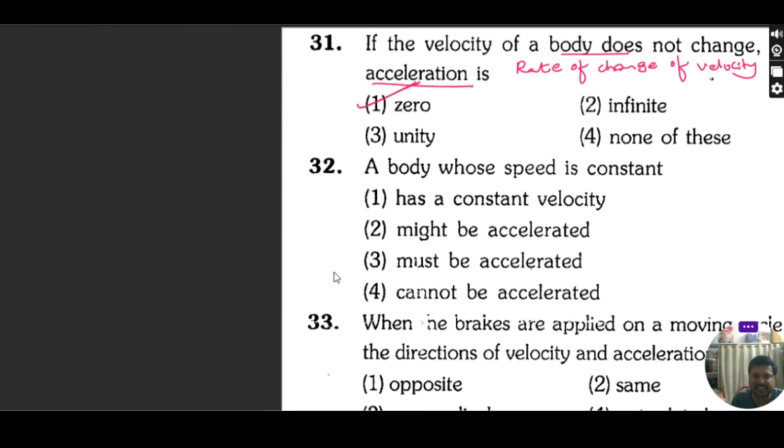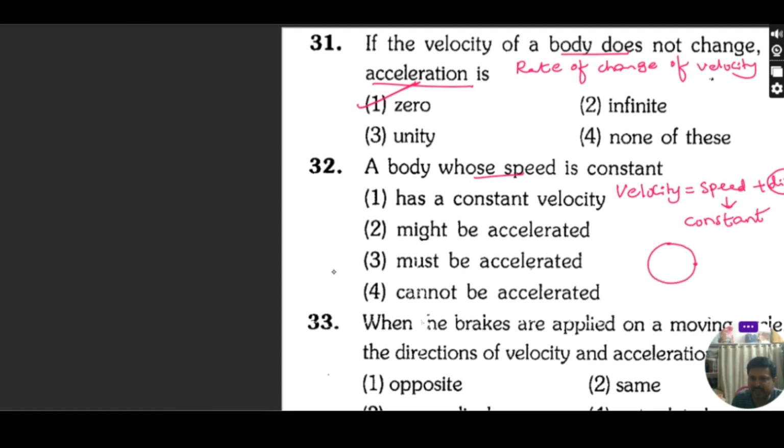Next, 32nd question. A body whose speed is constant. Already you know very well, velocity is equal to speed plus direction. Here only speed is constant. Suppose if direction is changing, velocity changes. That means if speed is constant, so look at the screen.